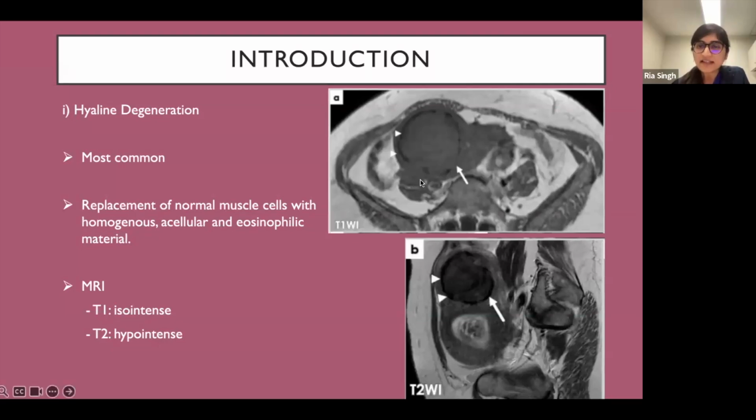You can see that it is isointense, that is, its signal intensity is similar to the signal intensity of the surrounding tissues like the muscles.